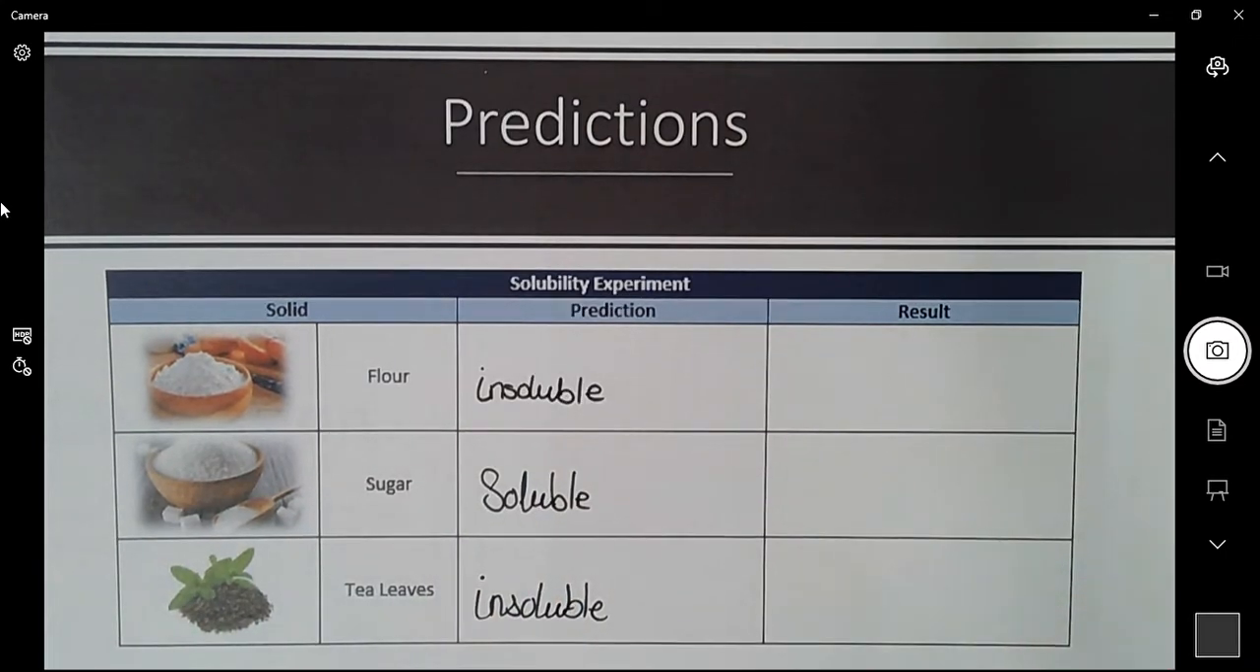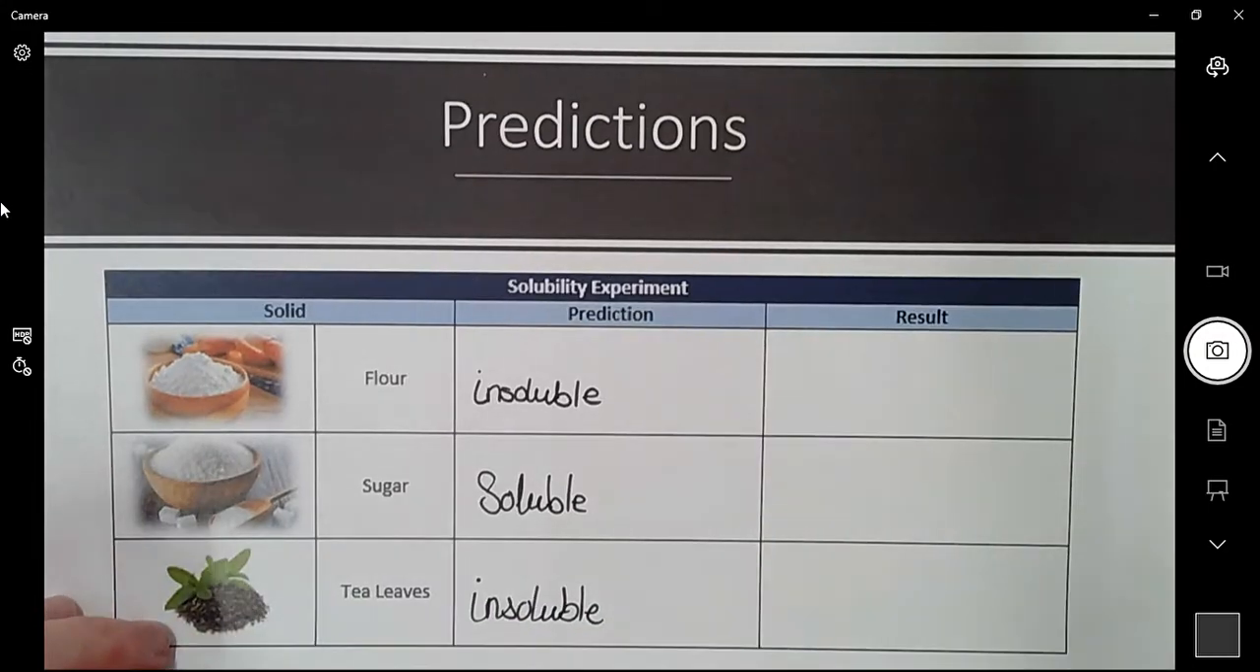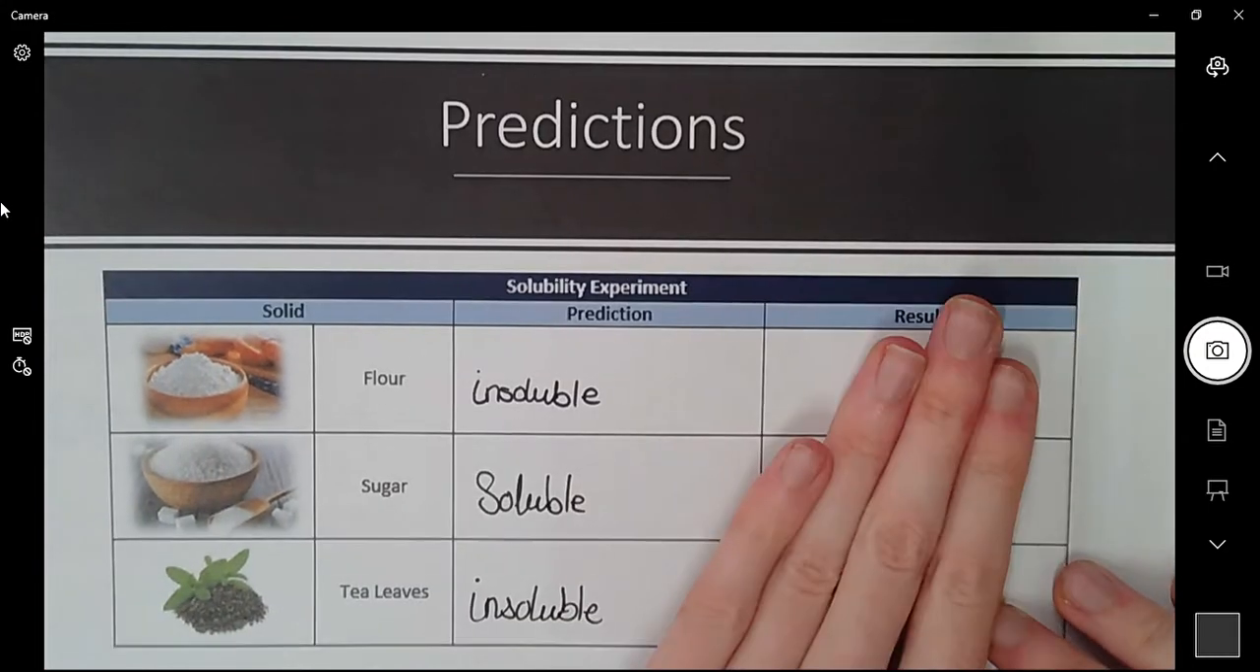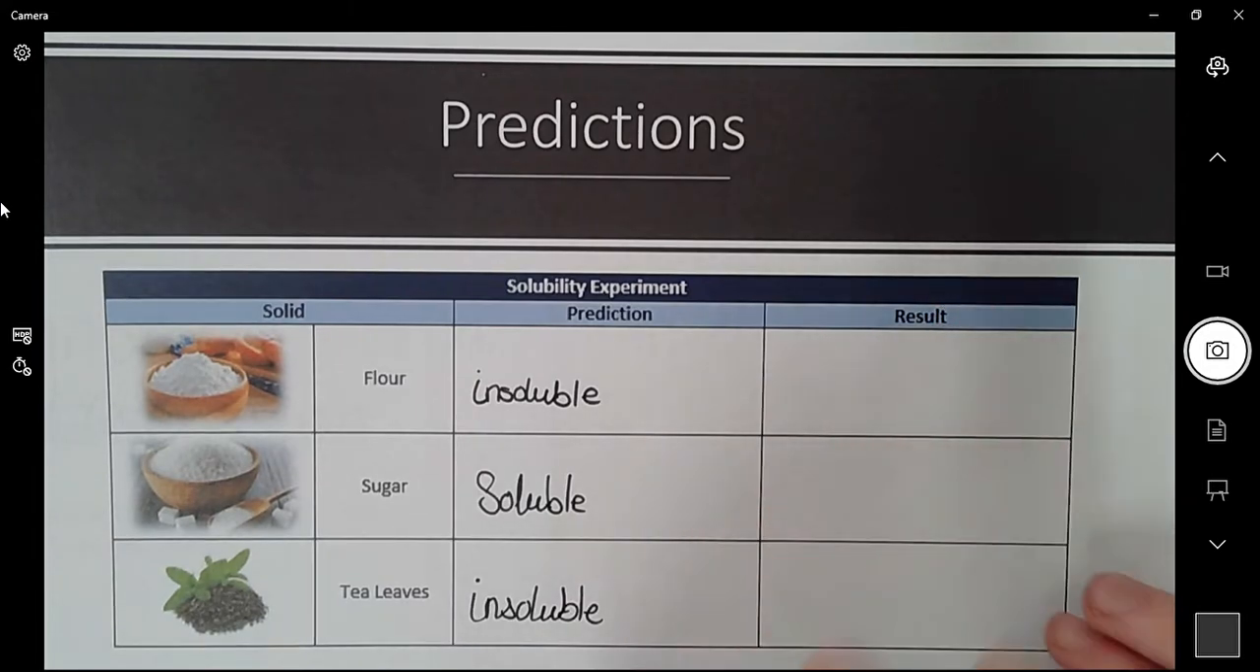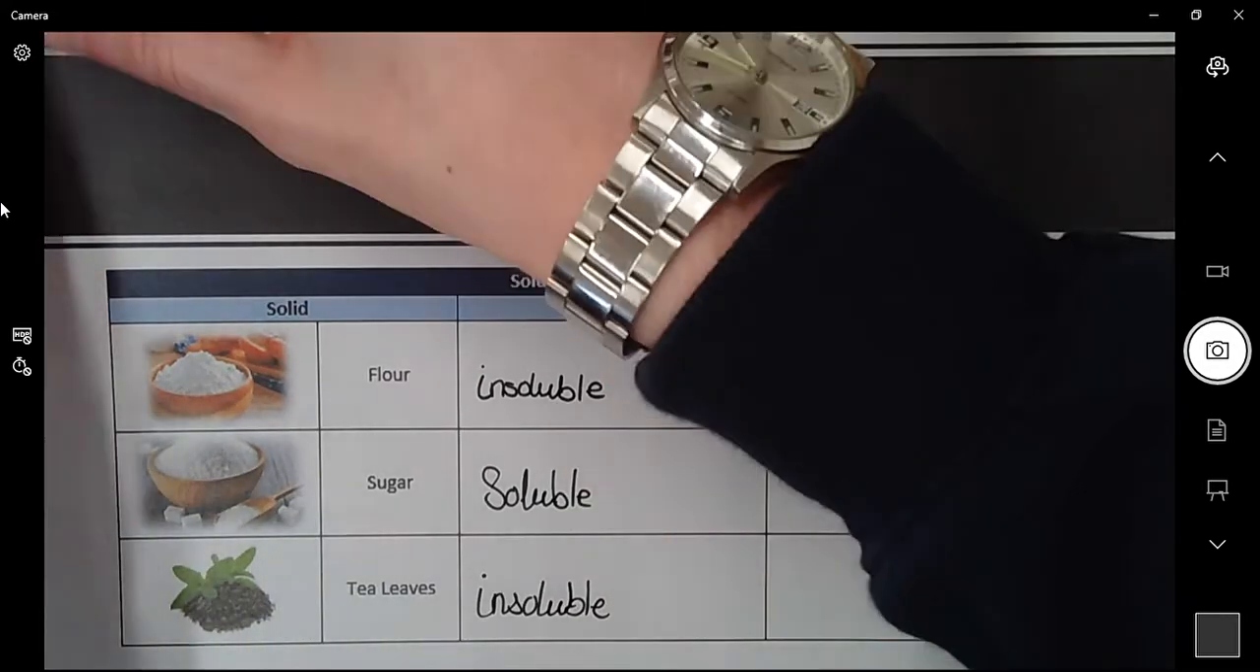So you need to pause the video here and write in your predictions. They could be the same as mine if you agree with me, but you're welcome to disagree as well because this is only a prediction. So pause the video here and we'll see how we get on in a moment. Okay, right. I'm going to leave this for a moment and write my results in afterwards. I'm now going to set up for my experiment.